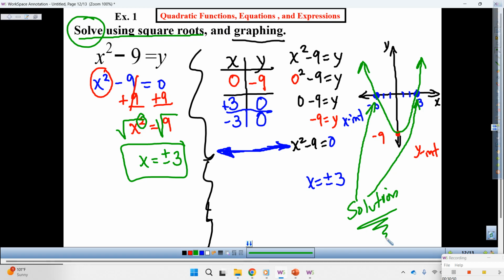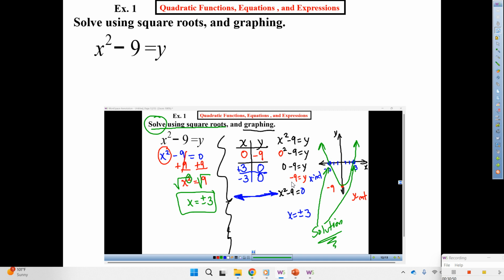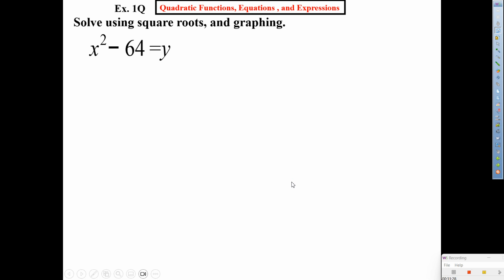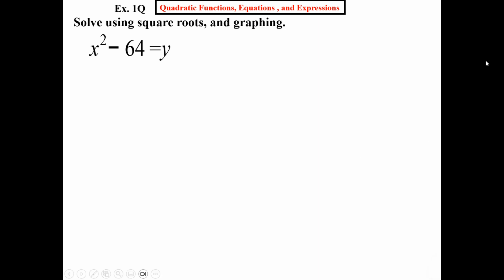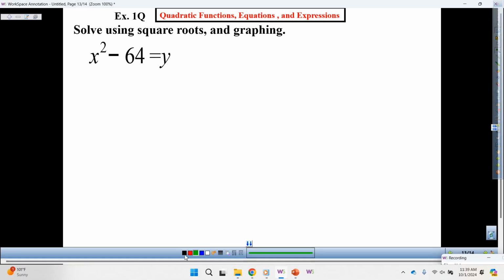All right. From 1 to 5, how comfortable are you with these two methods? Got some 4s, some 5s. Okay. Let's do another one. Copy this one. Example 1Q. x squared minus 64 equals y. I'll give you a head start. I want you to solve it using square roots.